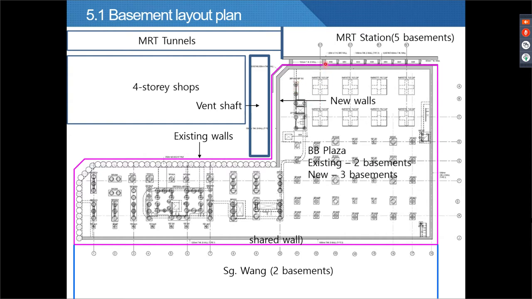The new basement wall is butted to the underground MRT stations by a series of buttresses. The surrounding structures are twin tunnels, 4-story shop lots here and here, 5-level underground MRT structures and vent shaft, hotels and offices here, and 2 basement car park at the bottom. I will show you in a clearer picture in the next slide.